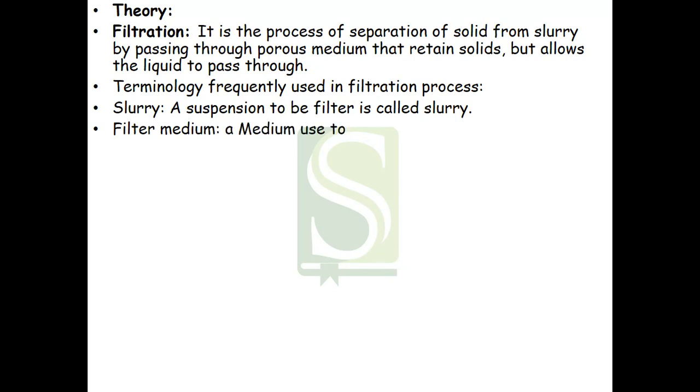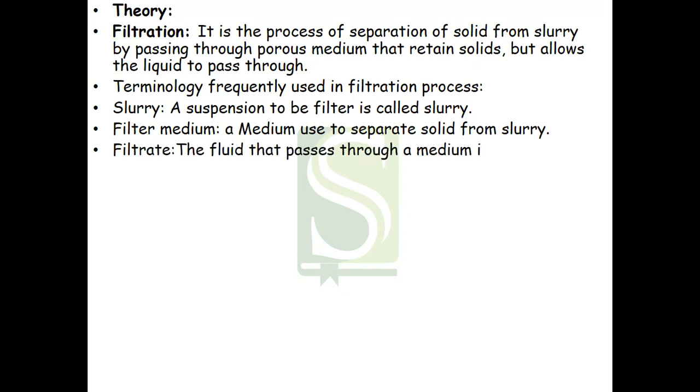Then next, the terminology used in the filtration process is the filter medium. A filter medium is the medium which will retain the solid after you carry out the process of filtration. So we can say the filter medium is used to separate the solid from the slurry. The next terminology used is the filtrate. Now what is a filtrate? Filtrate is the liquid which you obtain after the process of filtration is complete. It is the fluid that passes through the filter medium and is collected in the receiver. It is called the filtrate.